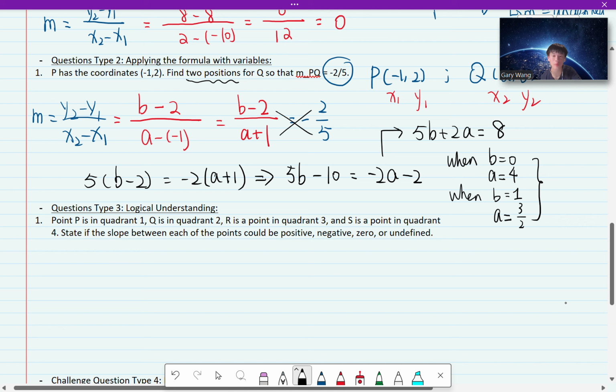State if the slope between each of the points could be positive, negative, 0, or undefined. So let's take a look at this question.